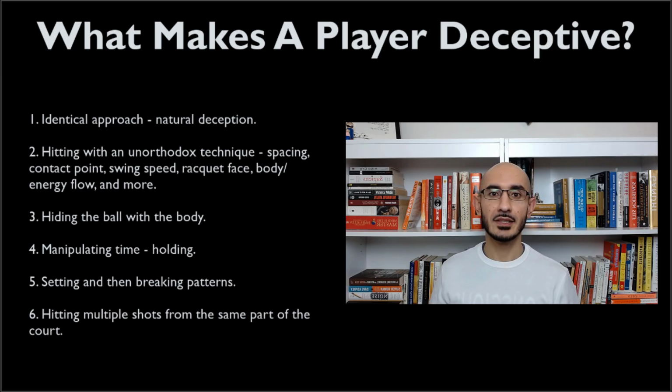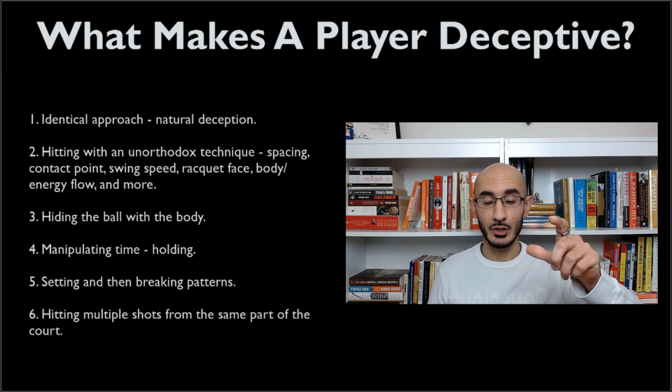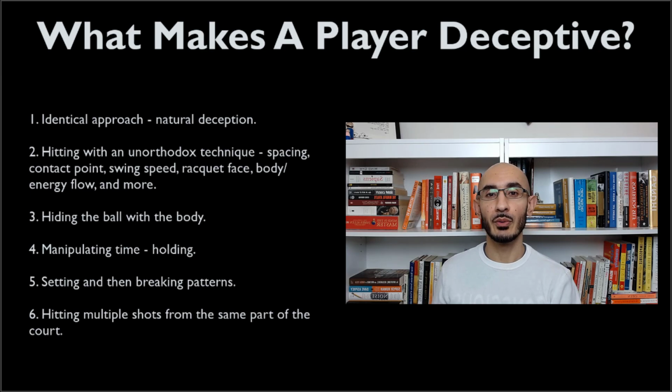So that could be your spacing, your contact point, your racket head speed, your racket angle, your body, how you kind of put your energy transfer into the ball, and several other things. That's advanced, so I would not recommend that right away. Number three, you could hide the ball with your body. So that's not that you're deliberately trying to get in your opponent's way and block them. What this just means is that you approach the ball. This kind of links to number two we just talked about. You approach the ball with a slightly different technique. So you're hitting something slightly awkwardly.